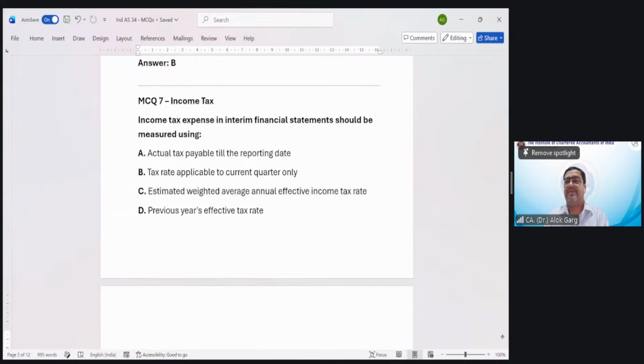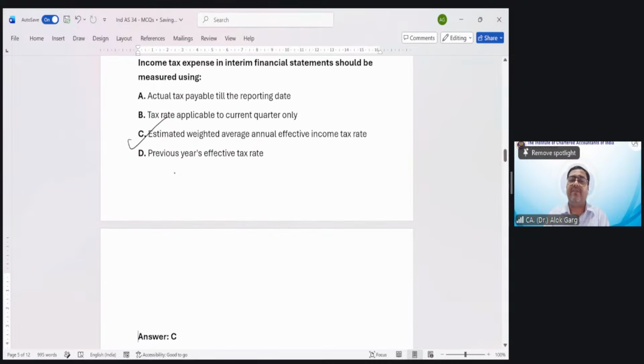I need at least 10 responses. I need a response from every student. You are absolutely right, C is the right answer: estimated weighted average annual effective tax rate. Okay, this will be the right answer.